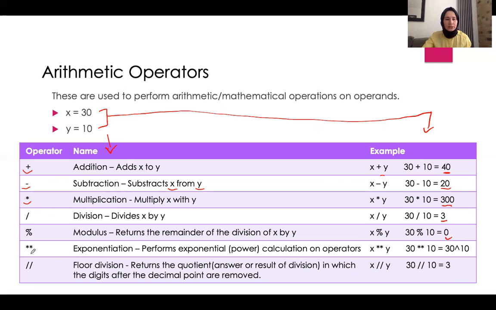Then we have exponentiation. This performs the exponential, the power calculation on the operands. X exponentiation y will equal this value here. Then finally, we have a floor division, and this returns the quotient in which the digits after the decimal point are removed. And x floor division y will equal 3 on this example. So this is how we can use the arithmetic operators in Python.